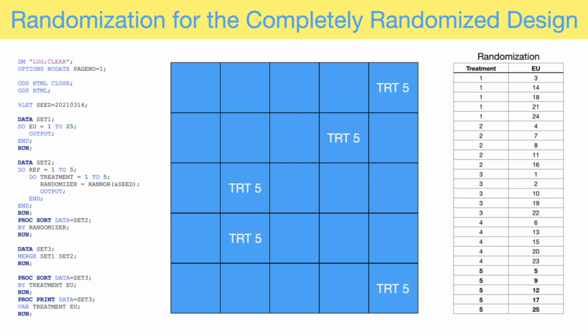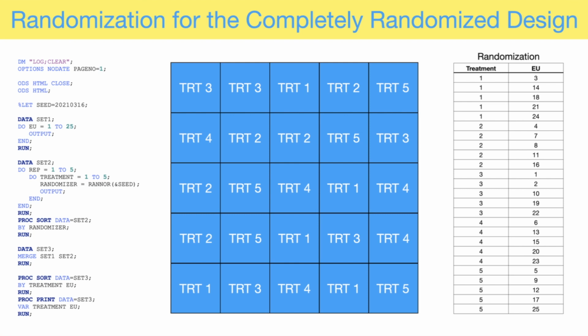So that is one randomization possible using a completely randomized design. Again, there's no restriction on the randomization process in terms of restricting which experimental units can get which treatments. It's done completely at random. That's why it's called the completely randomized design. So there is the full design, the full randomization, I'm sorry.